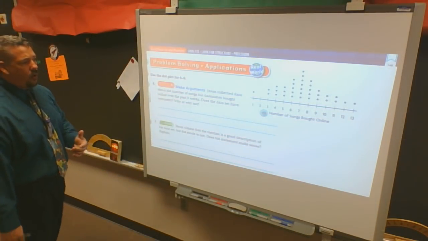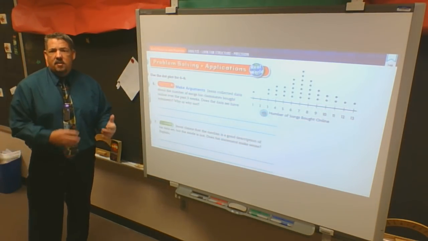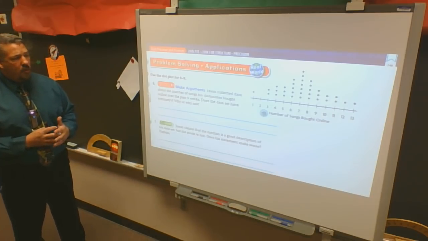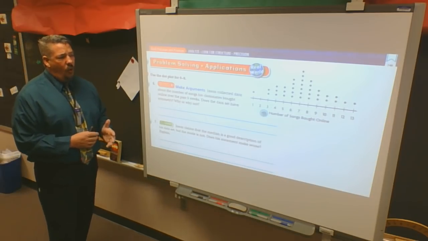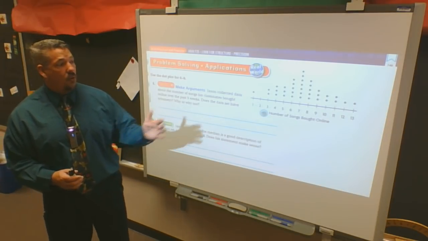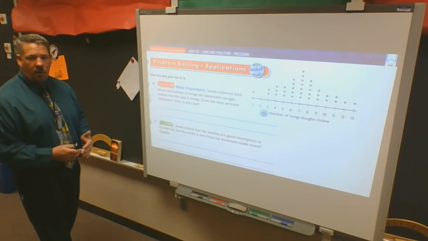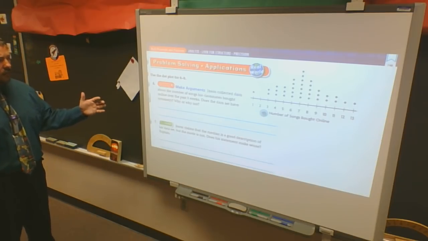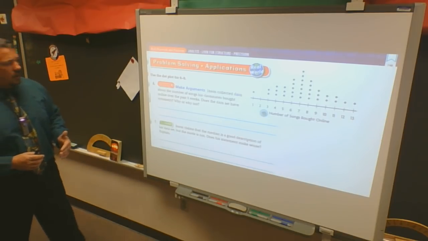We can see a peak there already. So that's the most common number. But we did have one person that only downloaded 1 song in 3 weeks. We had one person that downloaded 13 songs in 3 weeks. So we have all of that information plotted on our dot plot.